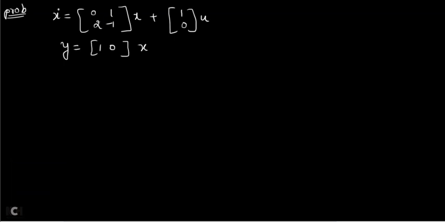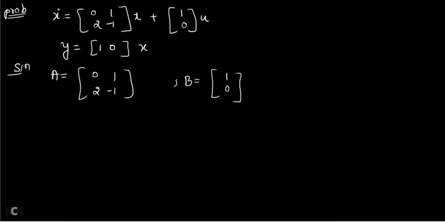Now let us take one problem here. Consider this problem. There is a control system whose state space model is given as x dot is equal to [0 1; 2 -1] x plus [1; 0] u, y is equal to [1 0] x. Now here this is nothing but your capital A matrix, this is nothing but your B matrix. Let us write that down in the solution first. Capital A is given as [0 1; 2 -1] and capital B is given as [1; 0]. C is also given as [1 0].